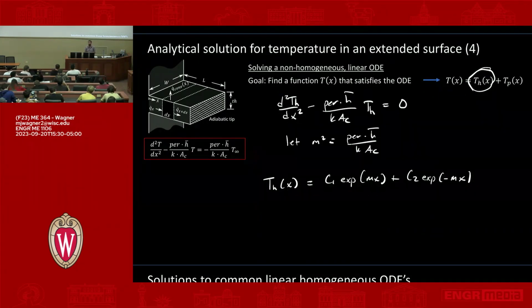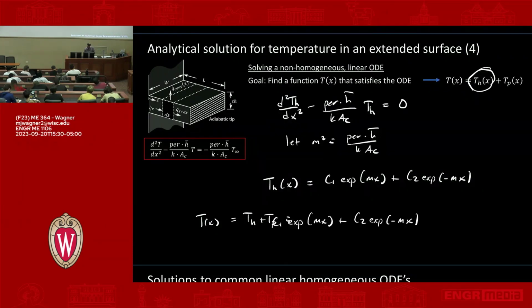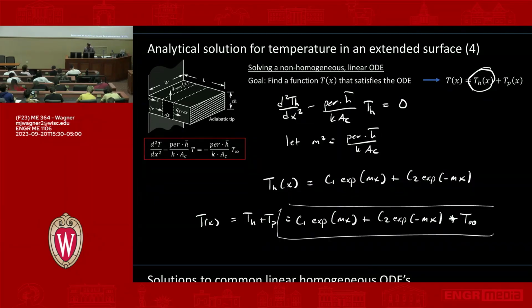And you just add them together, right? So my full solution, T of x, is equal to T_h plus T_p, which is this. I'm just going to copy it because I'm lazy. Copy this here, plus my particular solution. What was the particular solution? It was T infinity. So this is the general solution in temperature.